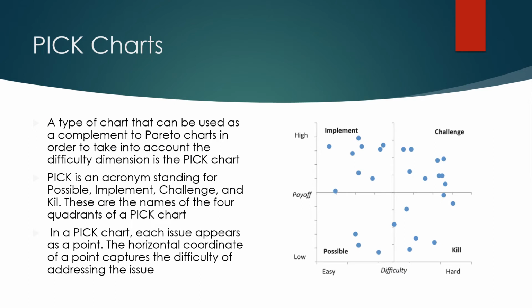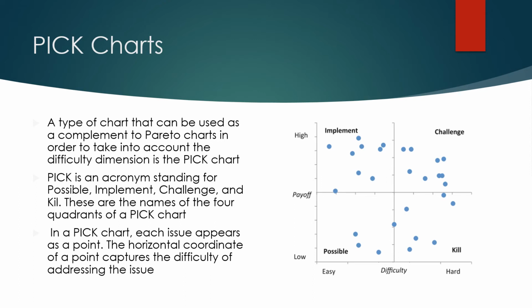So when we go to the PICK charts, we could see a PICK chart at this particular point. A type of chart that can be used as a complement to Pareto charts in order to take into account the difficulty dimension is a PICK chart. PICK is also an acronym standing for possible, implement, challenge, and kill.